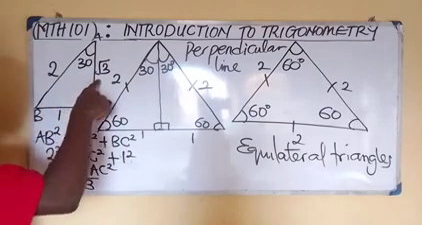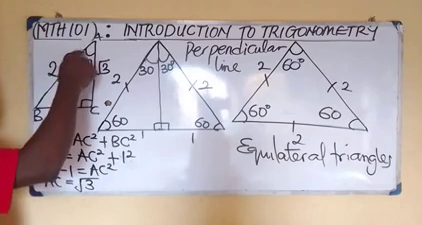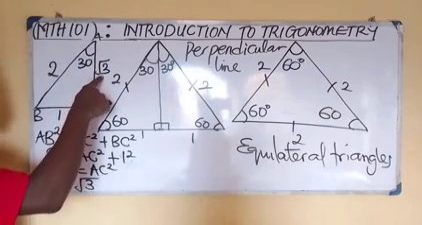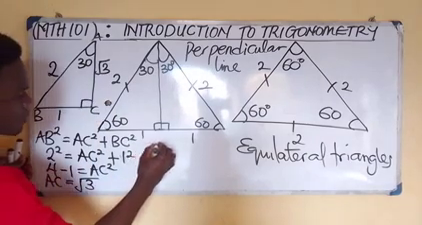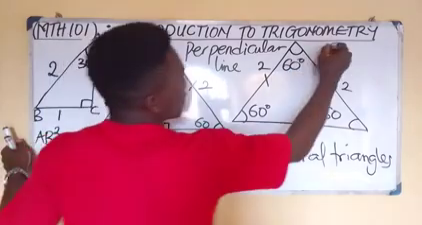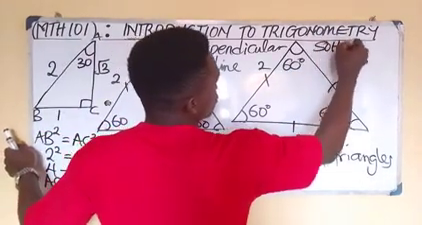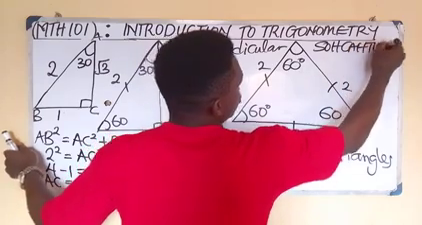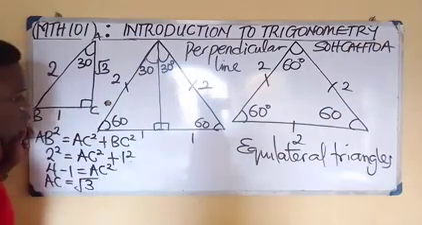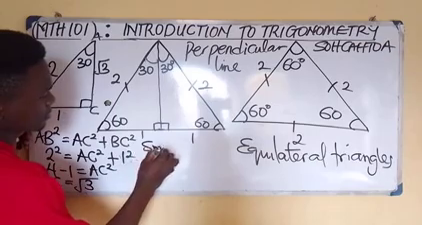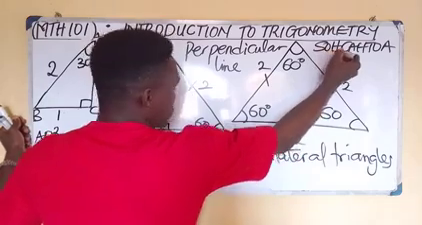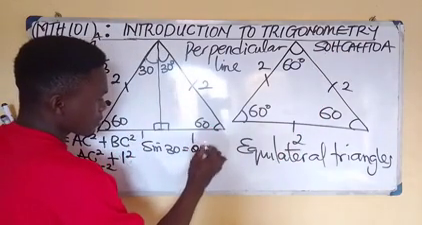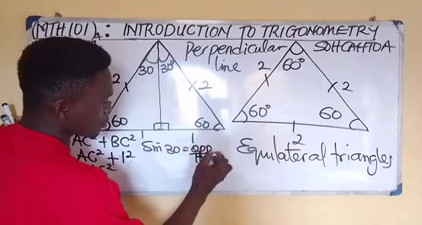If this place is root 3, don't forget we are focusing on angle 30. So what will I have? I'll have sine, don't forget SOHCAHTOA. Let me write it here. SOHCAHTOA. Now sine 30, that is opposite over what? Hypotenuse. Opposite over hypotenuse.